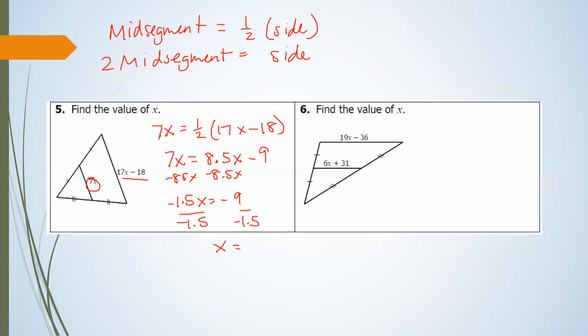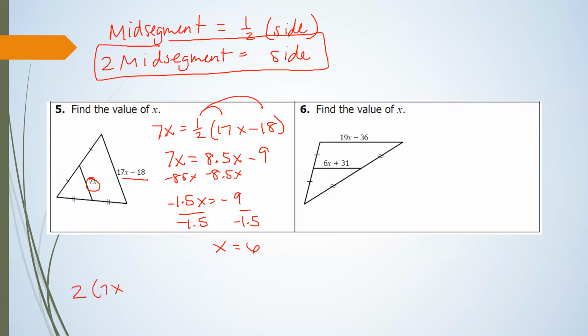Now, personally, I don't like dealing with that decimal. As soon as I distributed that 1/2, I ended up with that decimal. So I like the second equation better personally. That's just a personal preference. I can say 2 times the midsegment equals the side that it's parallel to.